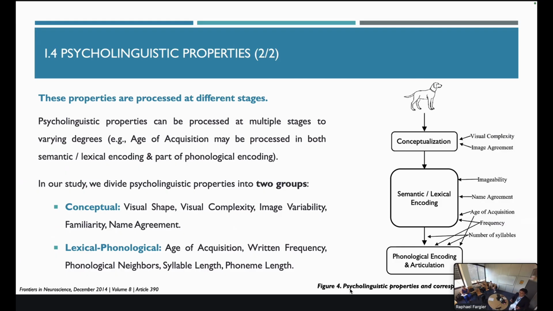Moreover, a psycholinguistic property can be processed at multiple stages. For example, age of acquisition can be processed in both the semantic-lexical encoding and the phonological encoding stage. In our study, we empirically divided the psycholinguistic properties into 2 groups, which you can see on the screen. One group is the conceptual psycholinguistic properties, and one group is the lexical and phonological psycholinguistic properties.